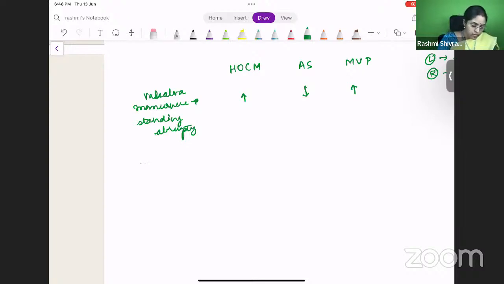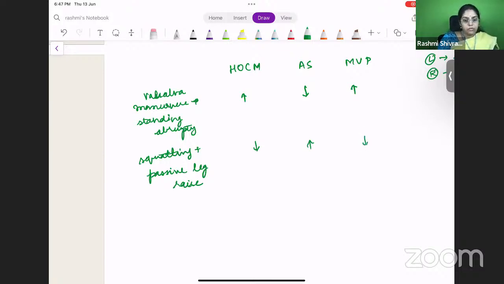So the next one will be squatting plus passive leg raise. What happens when you squat or you have a passive leg raise? The afterload is increasing. When you passively raise the legs, the preload will increase. Once the preload increases, the HOCM murmur will decrease. But the aortic stenosis murmur will increase and the MVP murmur will decrease.